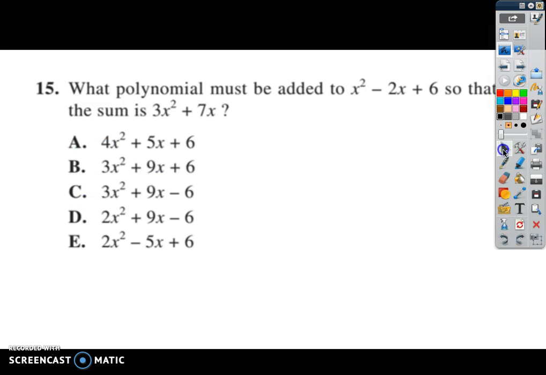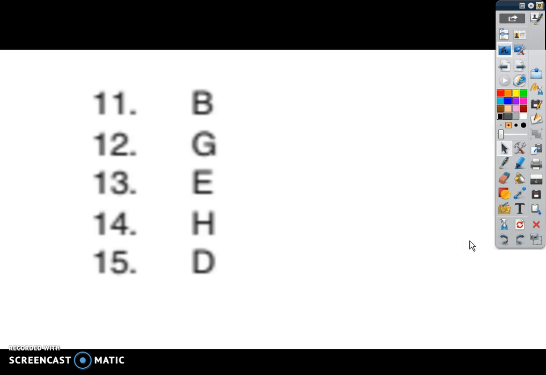And here are the answers we went over in case you need to see those again.